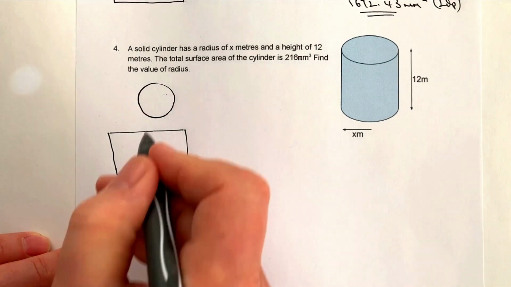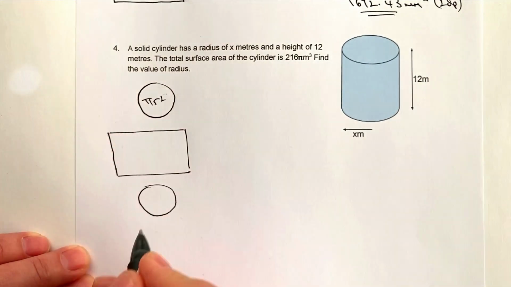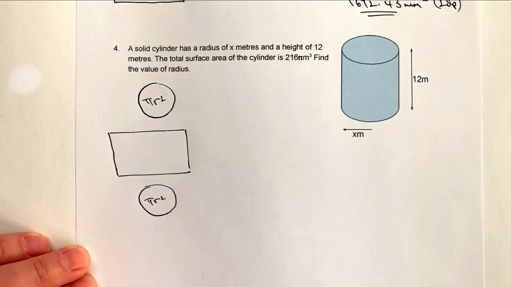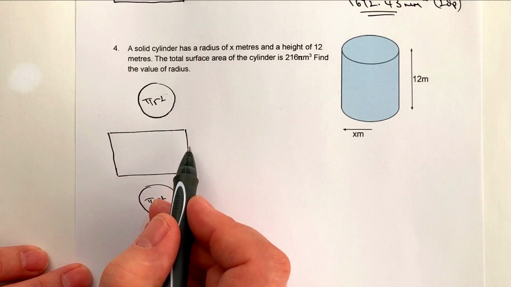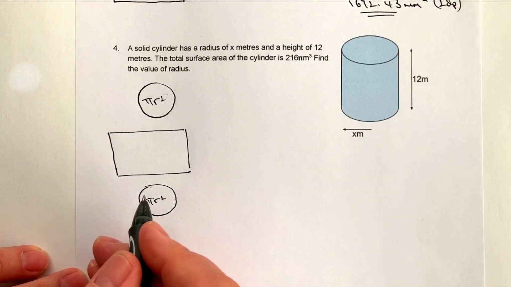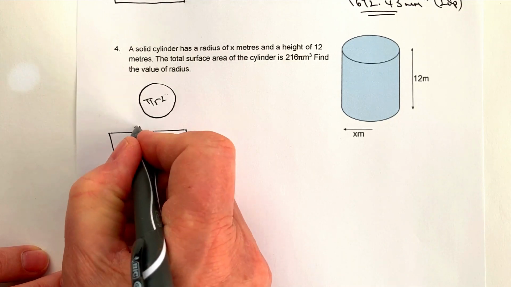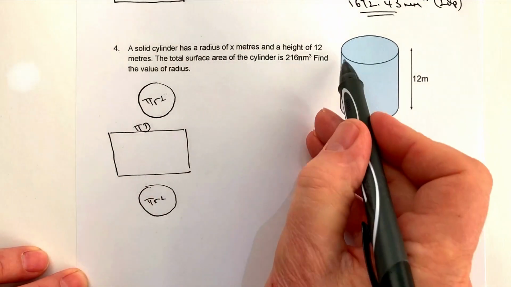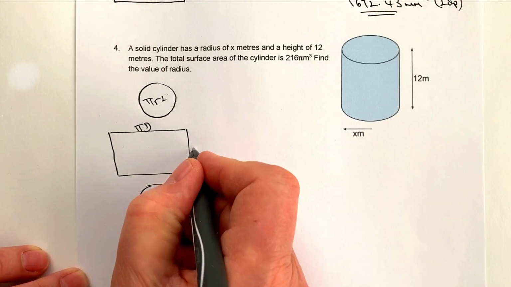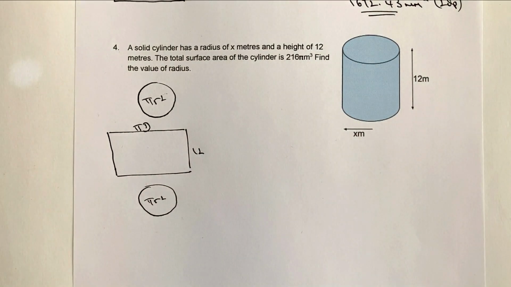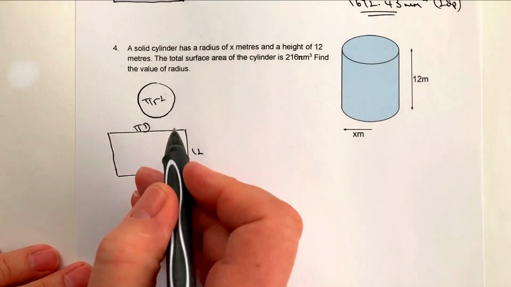Okay, and the top is going to be pi r squared. The bottom is going to be pi r squared, and they're both going to be exactly the same radius, which is x. Okay, the rectangle which goes around is going to be pi times d. So this is the circumference of the circle multiplied by 12. Okay, so let's see where that takes us. Now, it's going to take a little bit of time to kind of work out. Okay, so let's have a look here.